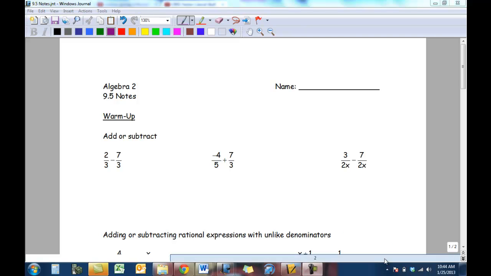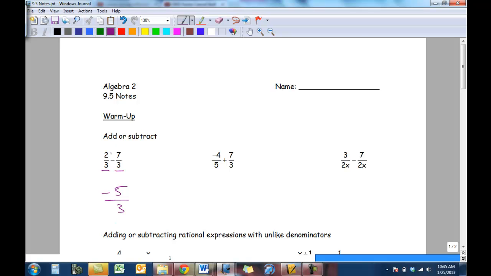All right, so hopefully, in order to add or subtract fractions, you need a common denominator. In this case, the common denominator is 3. So 2 minus 7 is negative 5 thirds. 2 thirds minus 7 thirds: you have 2 of these third things minus 7 of these third things. You have negative 5 of these third things. It's just like combining like terms, where the like terms are the denominators.